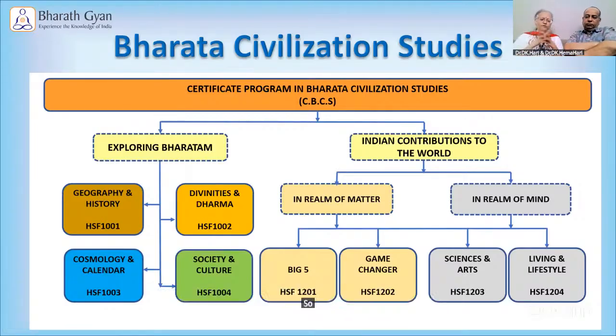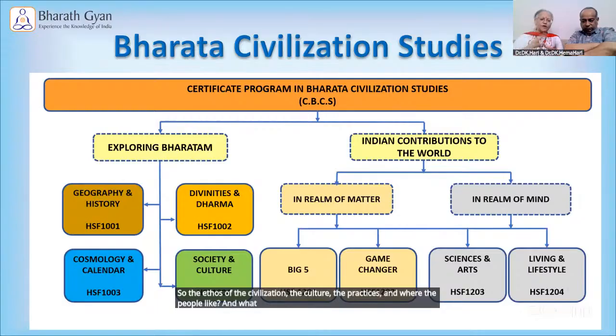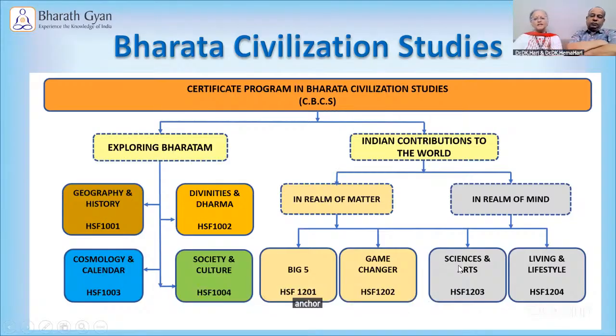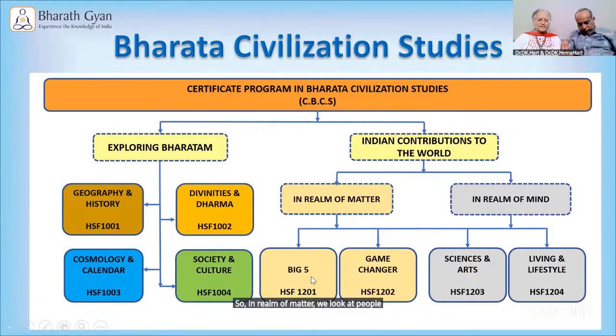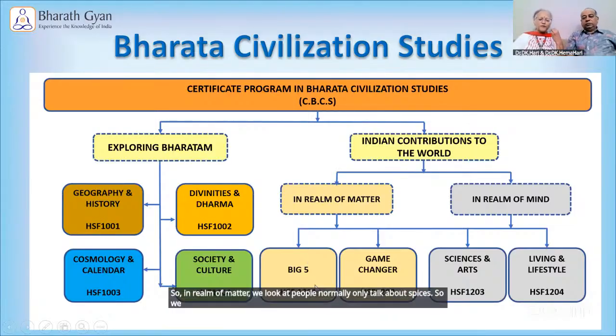So the ethos of the civilization, the culture, the practices, what the people were like, and what kind of knowledge they had. And from there, with that anchor, we then move on to understand the contributions they have made to the world in both the realm of matter and the realm of mind. In the realm of matter, people normally only talk about spices. So we look at something we call the big five, and we'll see what they are, how they have been a game changer for Bharat, for the world, and how the world has come to be what it is today because of these contributions.